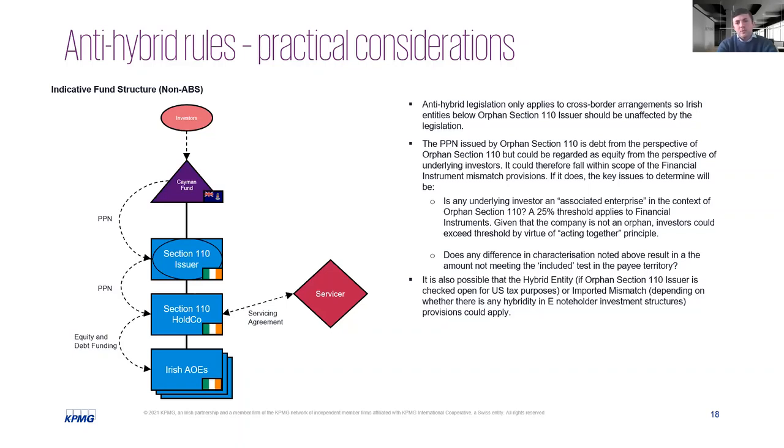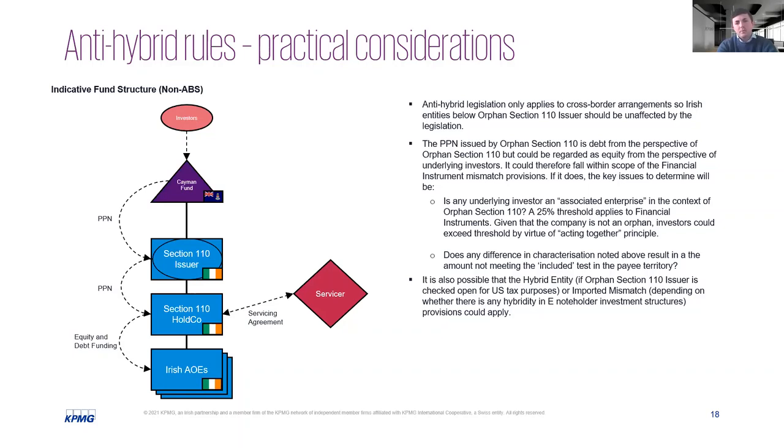And when we look at the associated enterprises test here, we do have the shareholding coming down from the Cayman fund into the Irish group. And then also at the level of the investors, we might have a diverse pool of investors that are investing into the fund. And so we mightn't have an associated enterprise. We mightn't satisfy the associated enterprise test if we look at individual investors here.